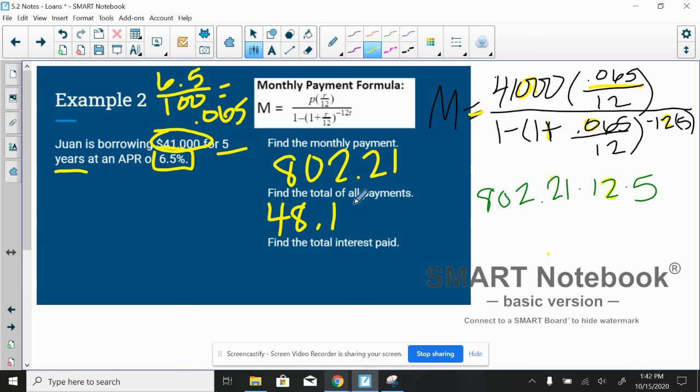48,132. And I'm going to go ahead and write that out as 60 cents. If you leave off the 0, I'm not going to count it out. Okay, that's the total of all payments.